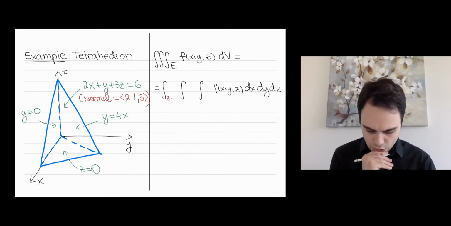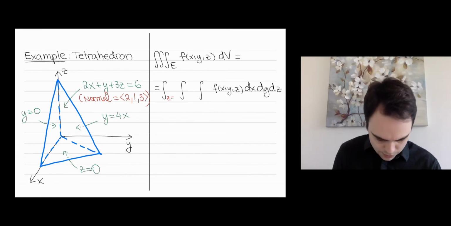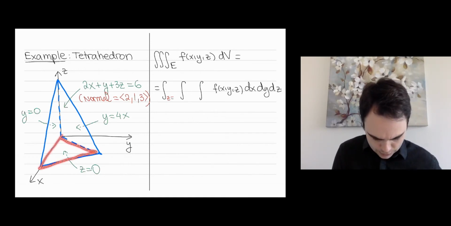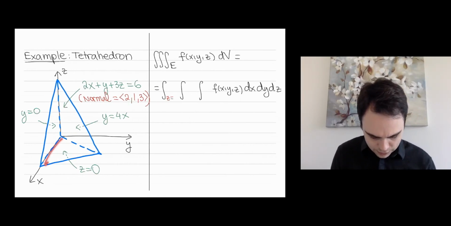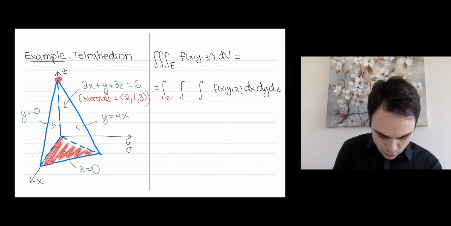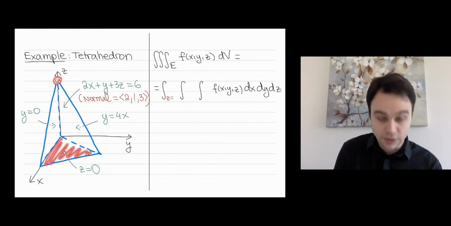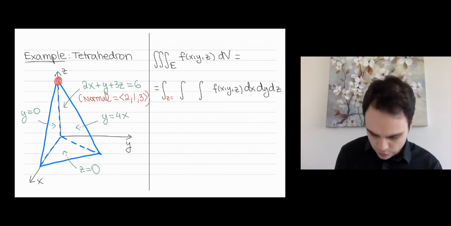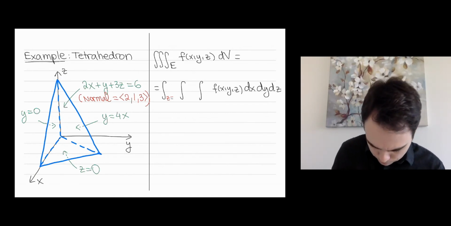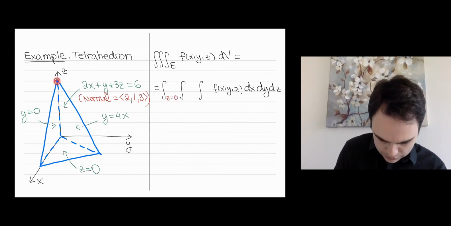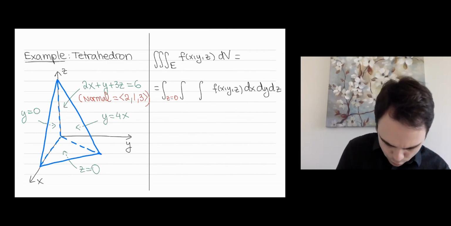So z in this whole shape varies between 0 at the bottom triangle and goes all the way to whatever z is at this upper value. So z starts at 0 and stops at this point. Okay, but what's that point?